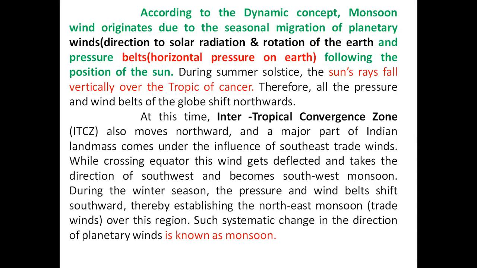In the winter season, due to atmospheric pressure and temperature, the wind moves towards the southward direction, and this leads to the northeast monsoon. So this is the dynamic concept of meteorologists for monsoon seasons.